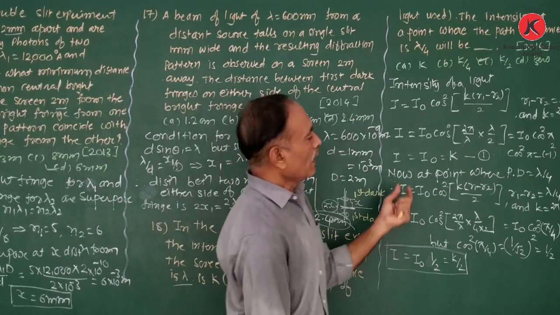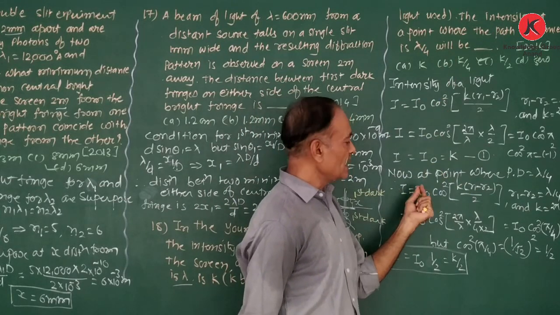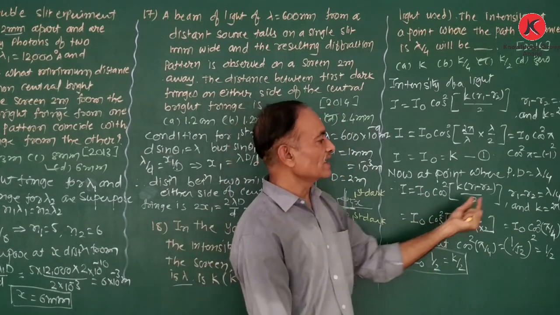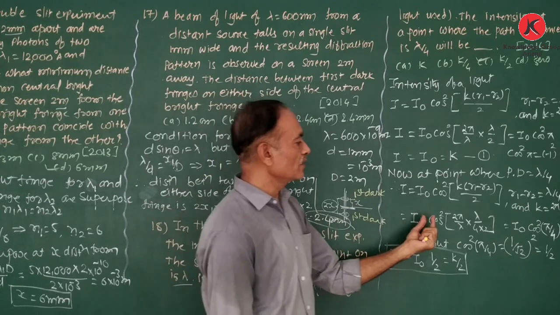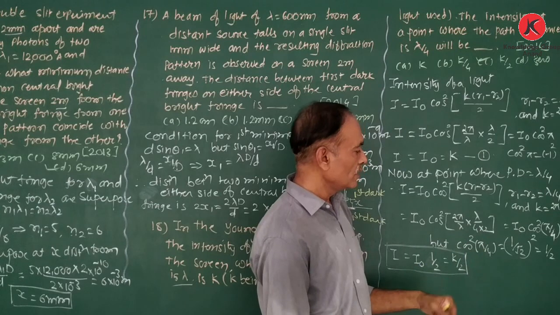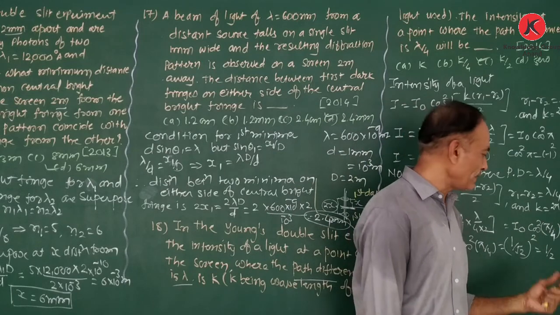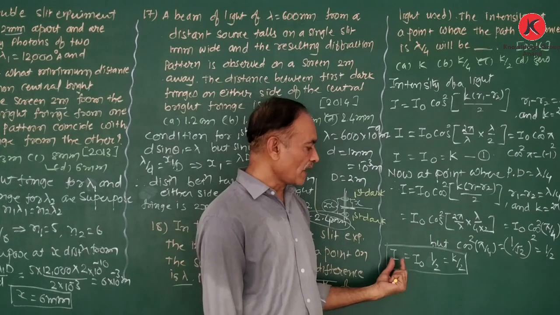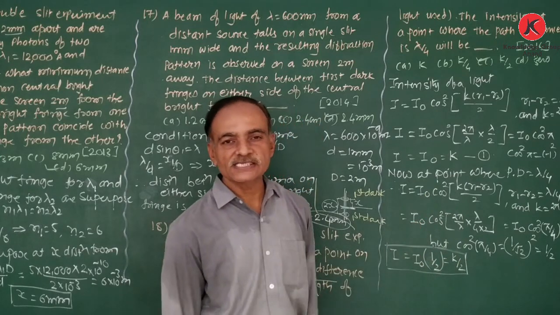Now for the point at which the path difference is lambda by 4, we substitute in this equation, I is equal to I0 cos square of K times (I1 minus I2) by 2. I1 minus I2 is lambda by 4 and K is 2 pi upon lambda. Therefore I0 cos square of 2 pi upon lambda into lambda upon 4 into 2. Lambda cancels, pi by 4 is remaining. Cos square pi by 4 is equal to (1 upon root 2) square, that means 1 by 2. Therefore I is equal to I0 times 1 by 2. But I0 is equal to K, therefore the intensity is K by 2.